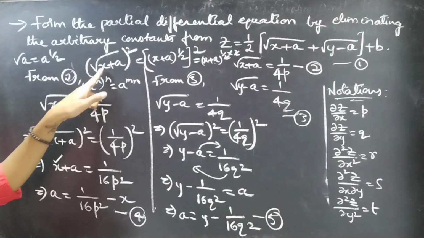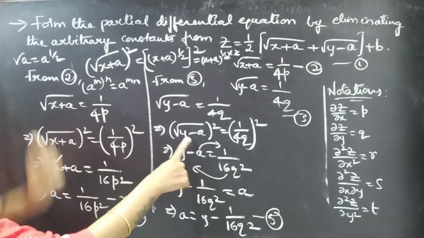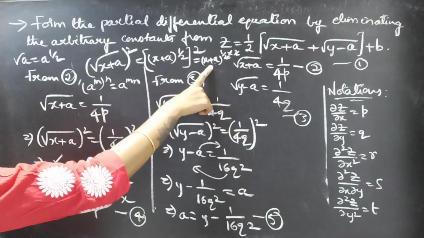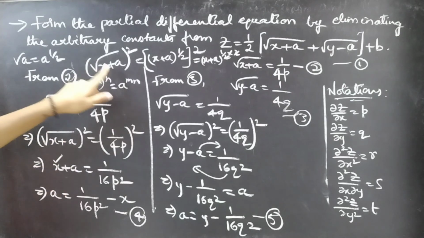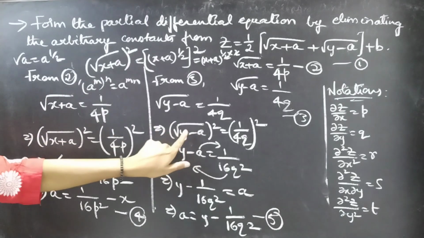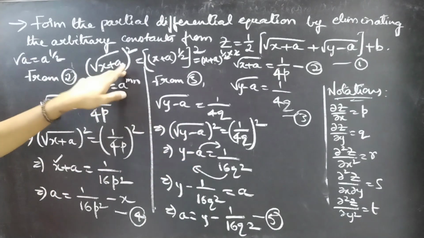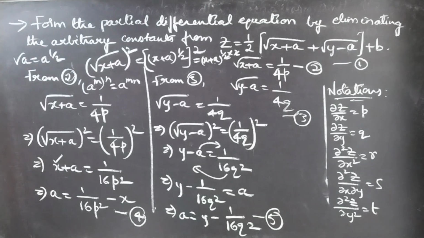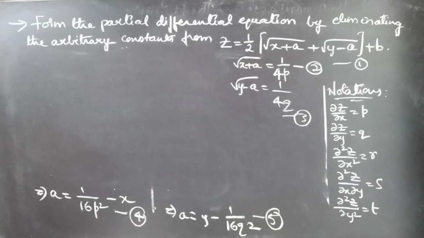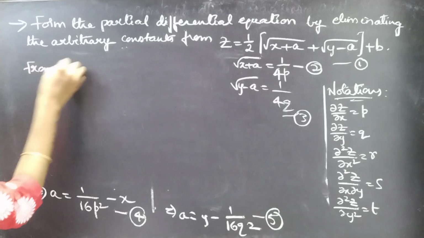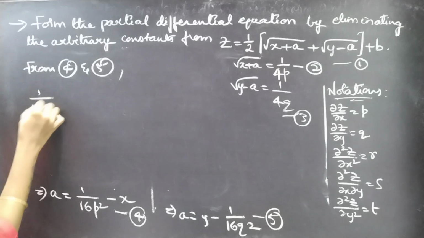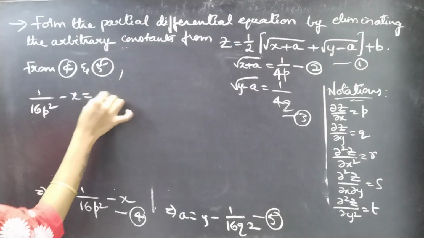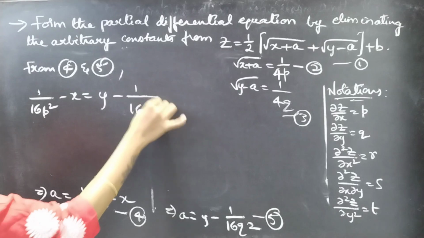Likewise, you can find square root of y minus a whole square. You'll get the same thing. This is for x plus a, and you'll get y minus a for square root of y minus a whole square by using this process, fine. Well, now coming to 4 and 5. From 4 and 5, we get 1 by 16 p square minus x equal to y minus 1 by 16 q square.